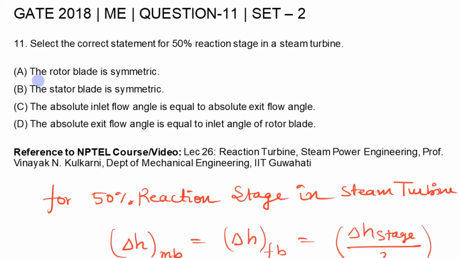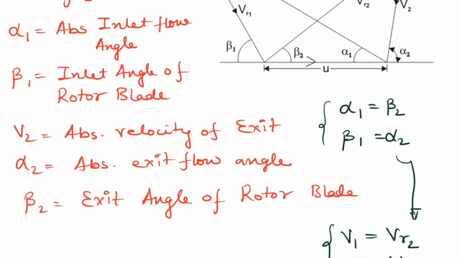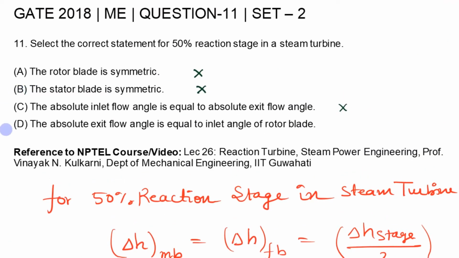So in the problem, let's read out the options. Rotor blade is symmetric. No, so this is false. Option B is the stator blade is symmetric. This is also false. The absolute inlet flow angle is equal to the absolute exit flow angle. This statement is also false. The absolute exit flow angle is equal to the inlet angle of rotor blade. So we can see from here that alpha 2 is equal to the inlet angle of rotor blade, that is beta 1. So option D is the correct choice.